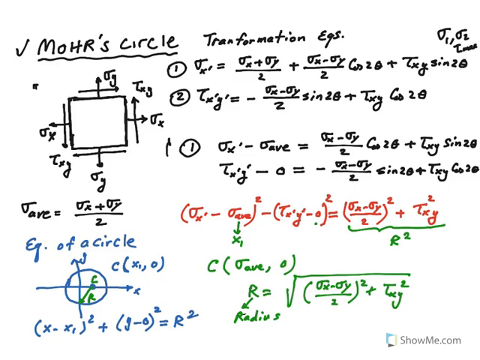Okay, so the way we start this is by looking at the transformation equations. You guys recall that transformation means that you just go to a different plane by angle theta. So remember sigma x prime and tau xy prime are given based on the equations that you see here.